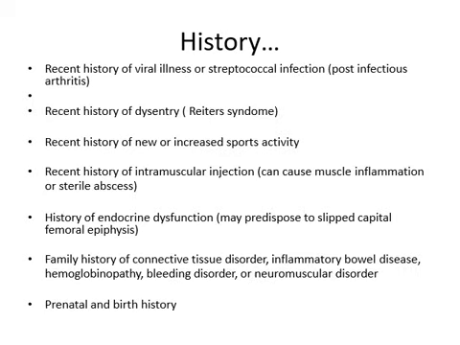Continuing with history: recent history of viral infection, like post-infectious arthritis, any GI symptoms, or any activity related to sports, since some of them can have stress fractures, or any history of intramuscular injection, any endocrine dysfunction, or any family history of similar condition. So all these are history. The history is very important to emphasize, and this slide only has key points that can point you to what etiology can be revealed by looking at the history only.